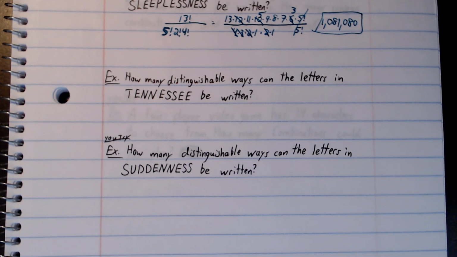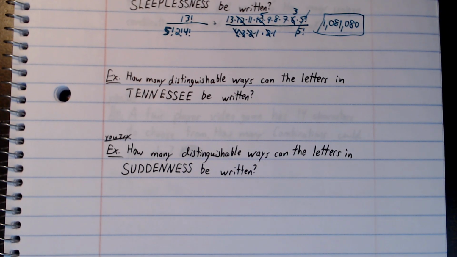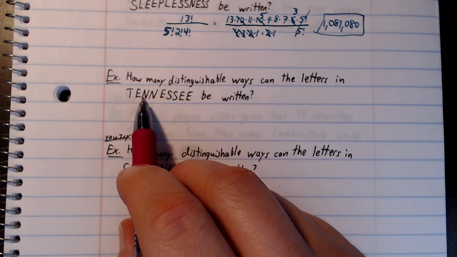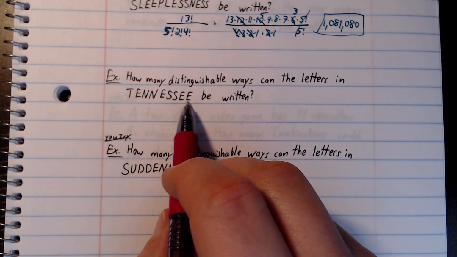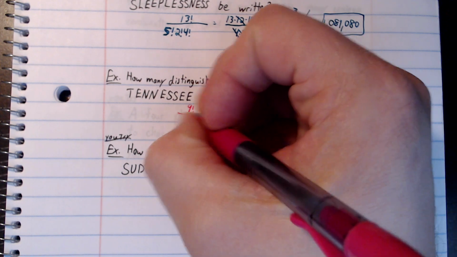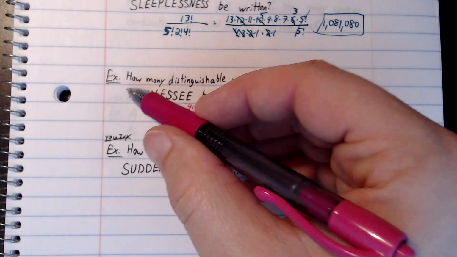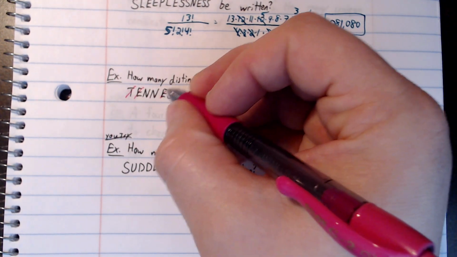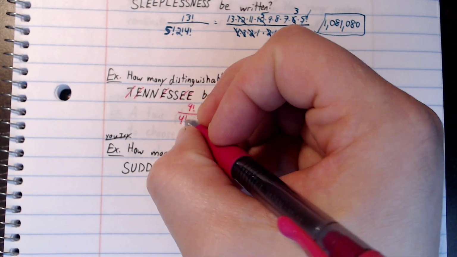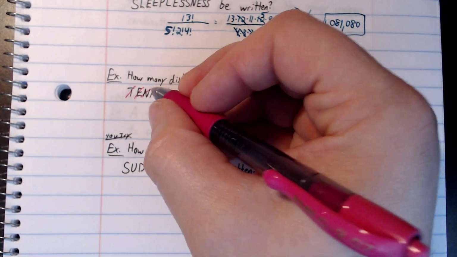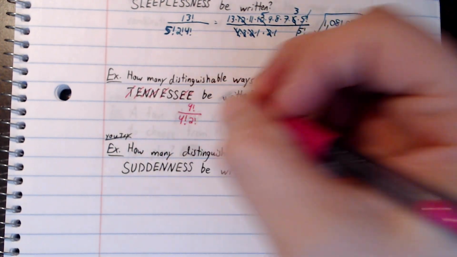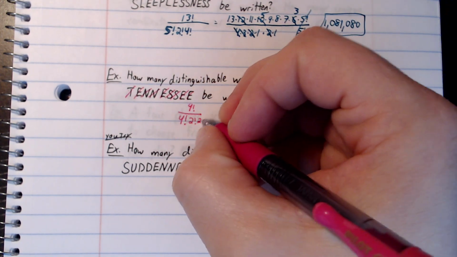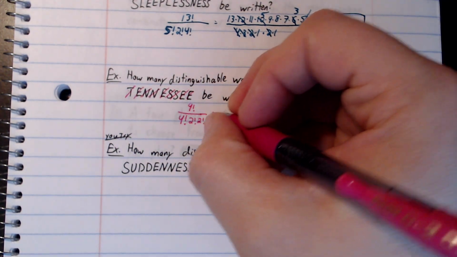How many distinguishable ways can the letters in Tennessee be written? All right, so first of all, Tennessee has 1, 2, 3, 4, 5, 6, 7, 8, 9 letters in it. There's only one T, so we're not going to do 1 factorial. E's, there's 1, 2, 3, 4. N's, there are 2. And S's, 2. So let's start expanding.